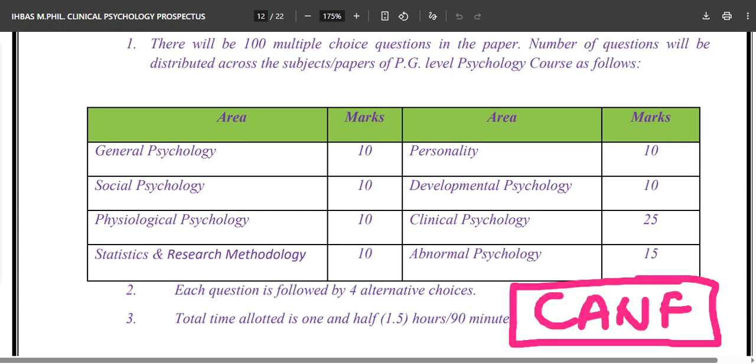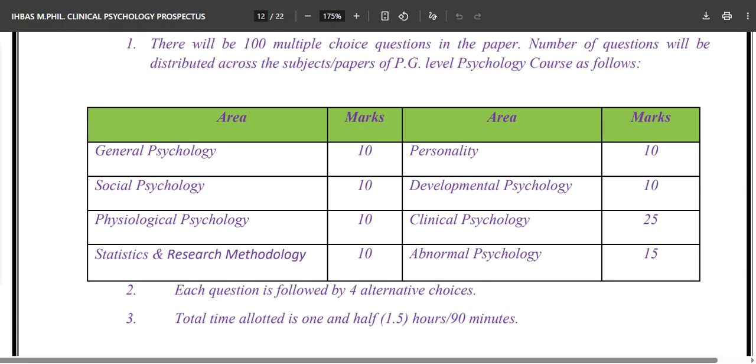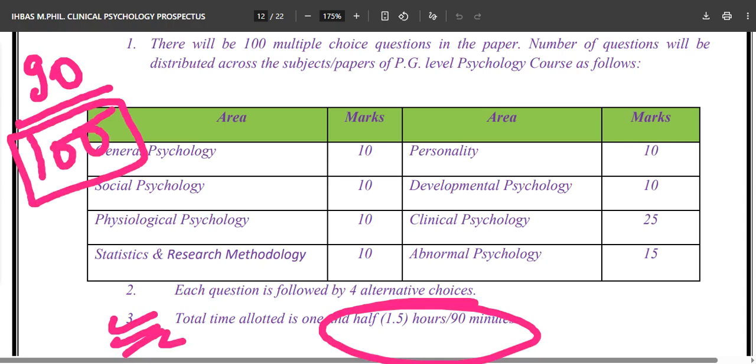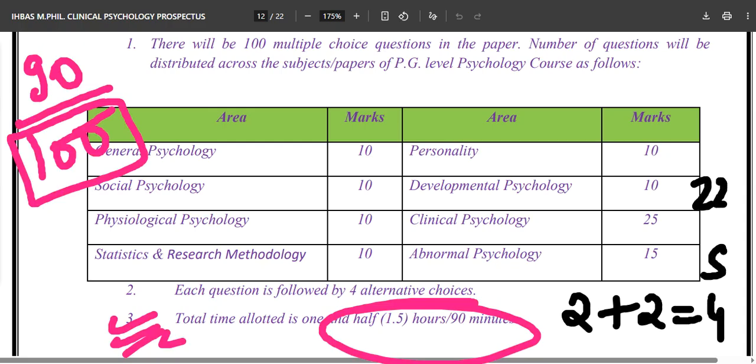Okay, and you will be given 90 minutes of time, half an hour, okay, 1.5 hours, and in this 90 minutes you have to attempt 100 questions. Okay, even 2 plus 2 becomes very, very difficult. Is it 4, is it 5, or is it 22? Okay, this happens in the real examination.